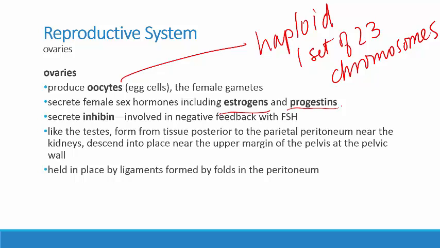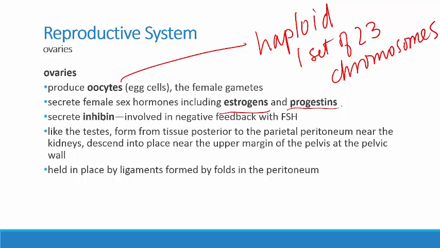They also secrete inhibin, just like we saw with the cells in the testis. And it is, just like we discussed with the male, involved in negative feedback on FSH. So we'll be talking more about the female reproductive hormones in a later video.